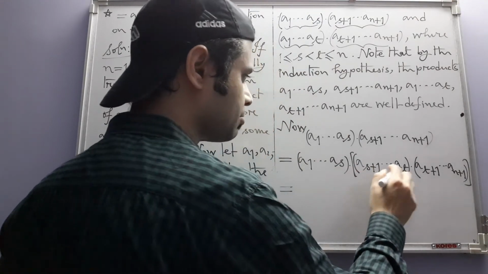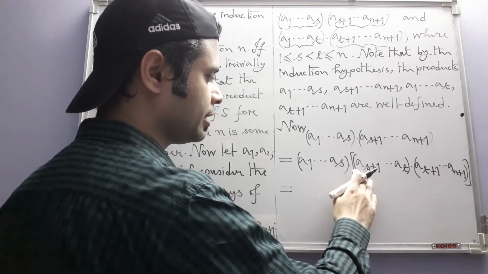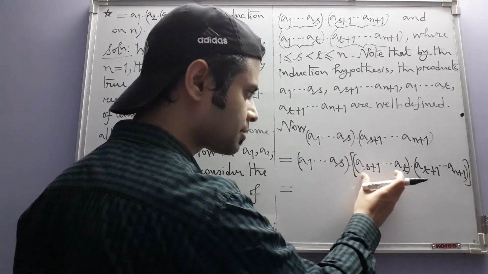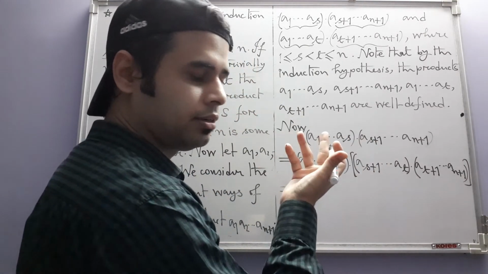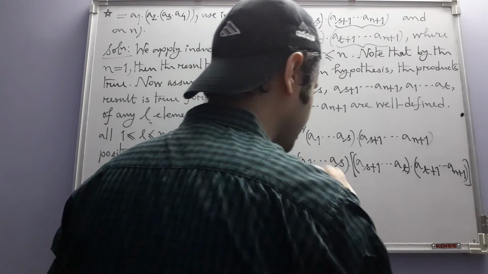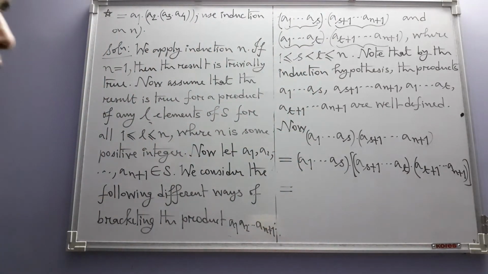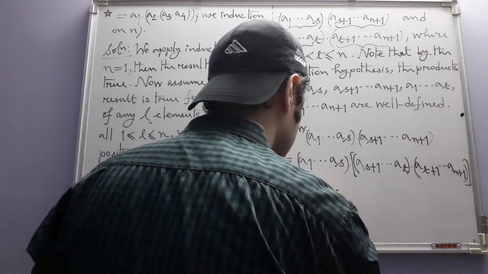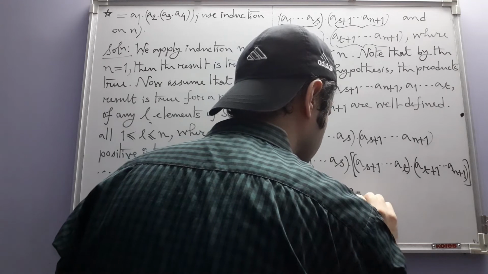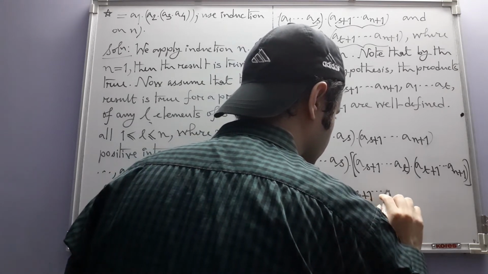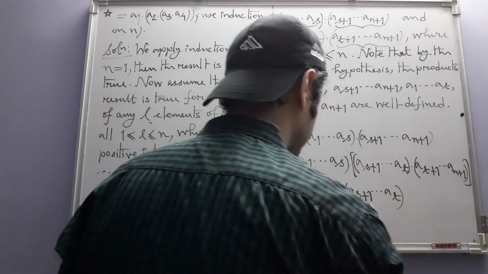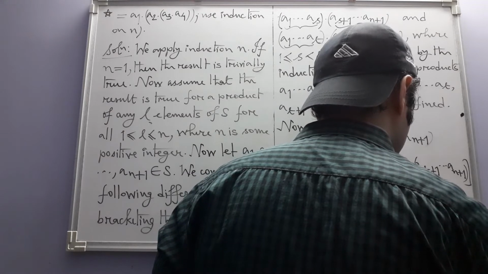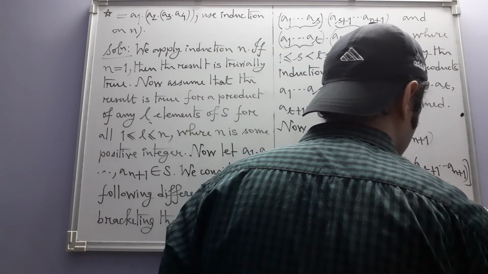And also s plus 1 is less than or equal to t, so no problem. In the worst case scenario, s plus 1 will be equal to t. So here in the first part, you have only a t. Fine, no problem. And now you use our ordinary associative law. Doing that, we get as dot as plus 1 to a t dot a t plus 1 to a n plus 1.